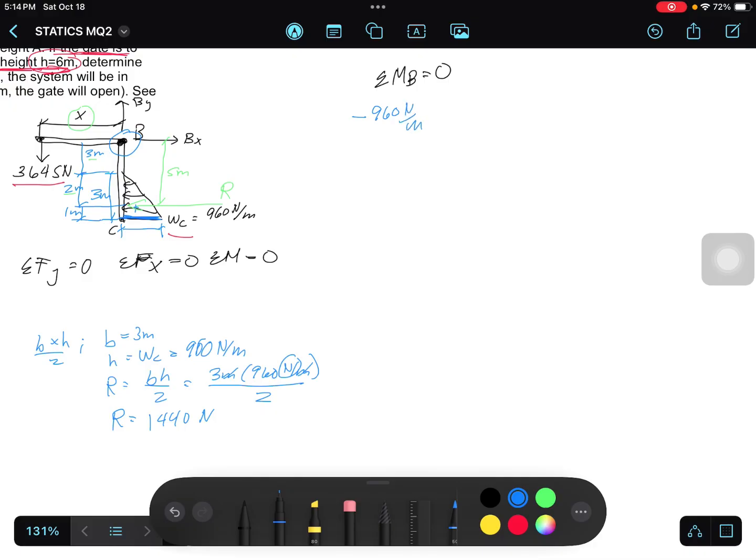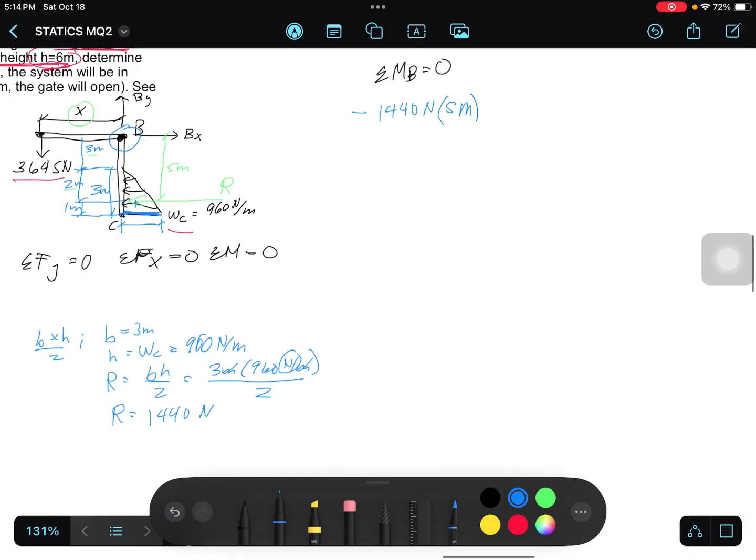960 Newton per meter. Ay, si R na palang gagamitin ko. So, R is 1440 Newton times ang distance niya. Moment arm is 5 meters. Okay na, force and distance na. So, that's moment. Next is 3645. Pag umikot yan sa point B, it's counterclockwise. So, it is positive 3645 Newton.